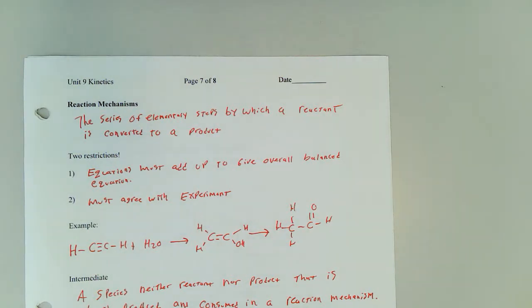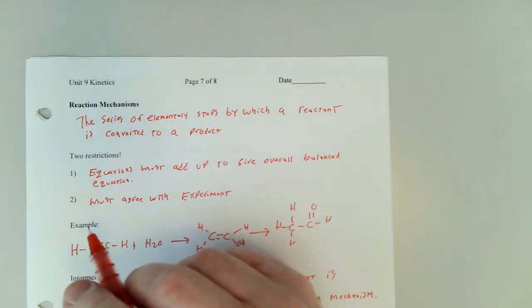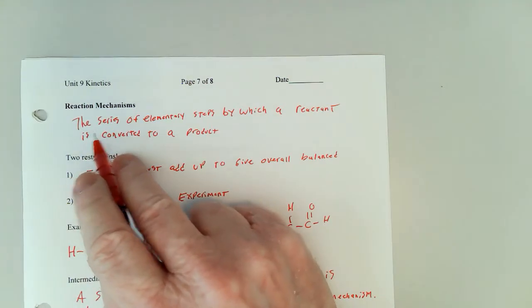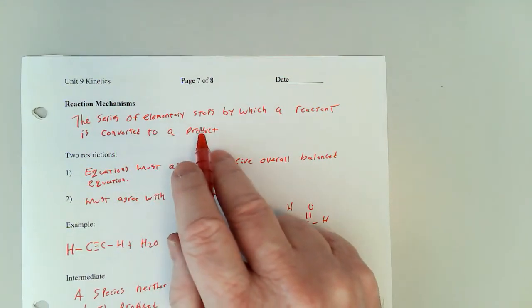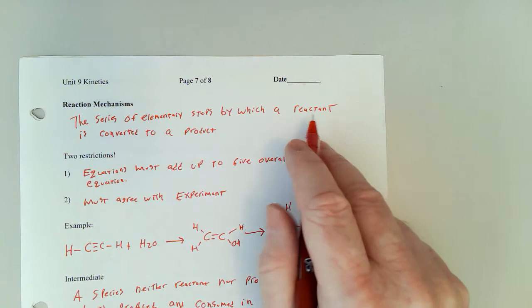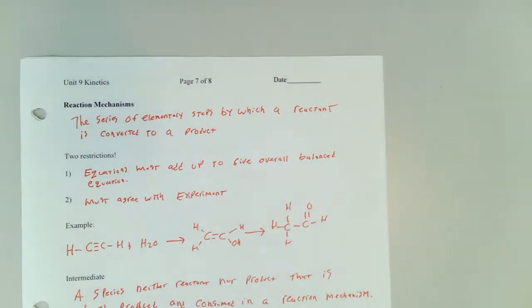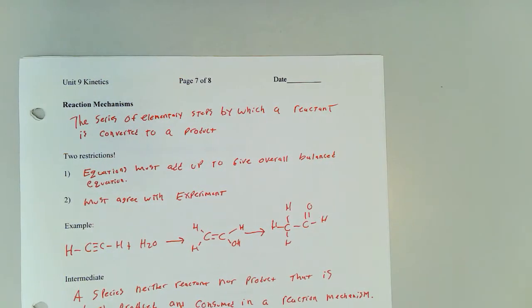We're talking about the last couple of pages of the Unit 9 Kinetics outline for honors. Now we're going to be looking at the idea of reaction mechanisms. A reaction mechanism is the series of elementary steps by which a reactant is converted to a product. Good definition.